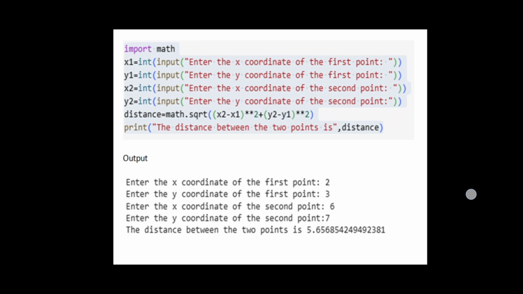So the same result comes. That is, the x coordinate of the first point is 2, the y coordinate of the first point is 3, the x coordinate of the second point is 6, the y coordinate of the second point is 7, then the distance between the 2 points is 5.65685424949238.